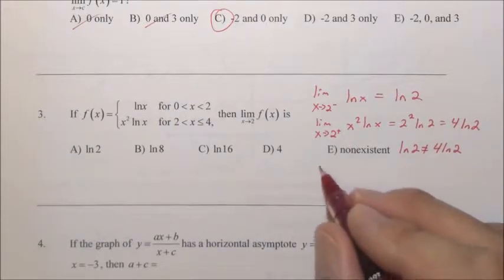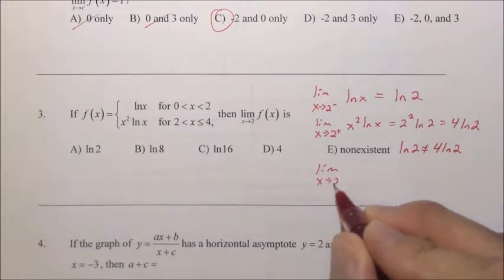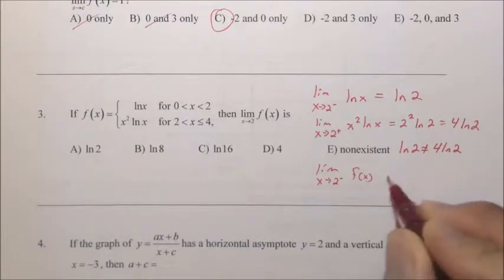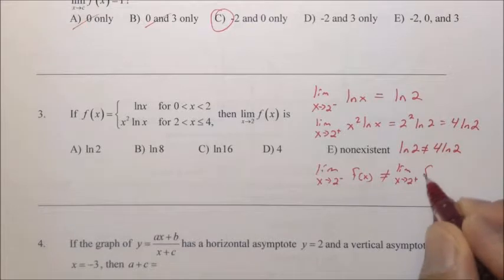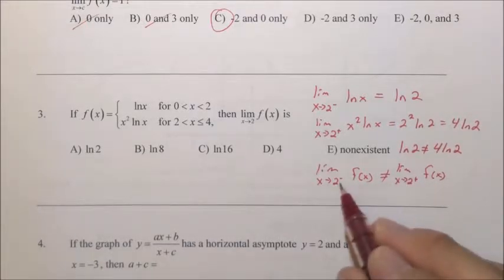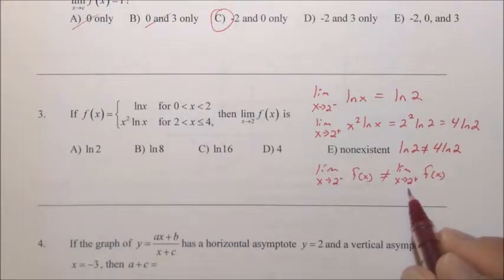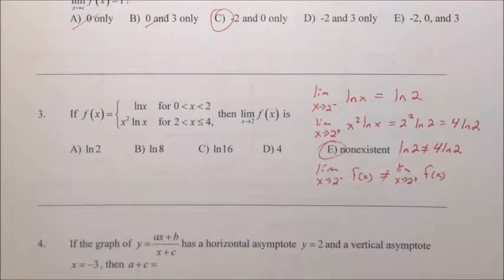What does that mean? It means the limit as x approaches 2 from the left of the function does not equal the limit as x approaches 2 from the right of the function. And if the two one-sided limits are not the same, then your limit does not exist.